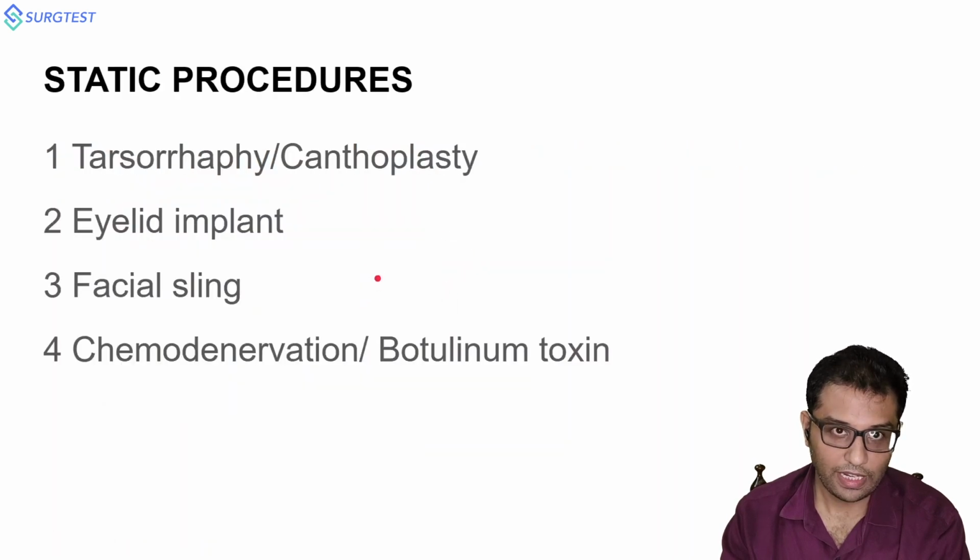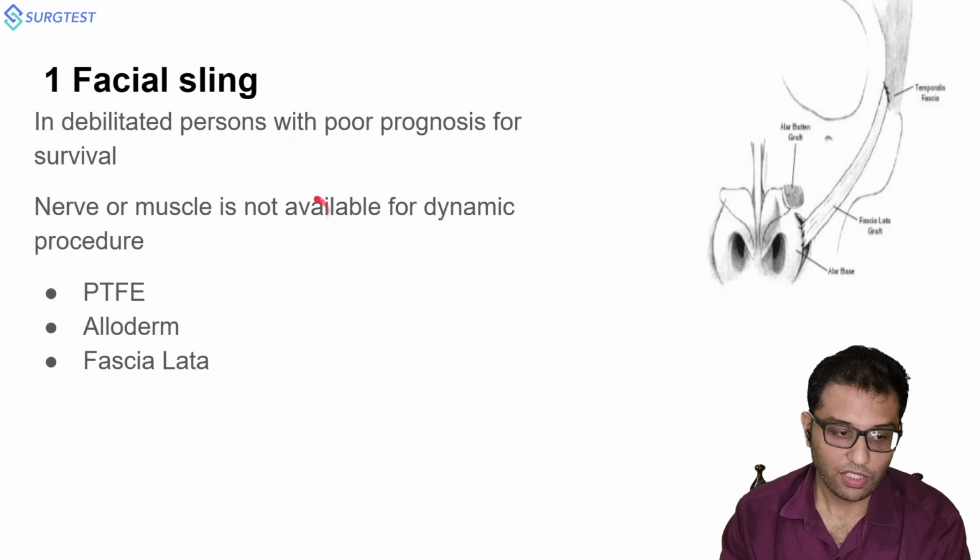So these are all other dynamic procedures. Now coming to static procedures which can be used: tarsorrhaphy or canthoplasty, eyelid implant, facial sling, or chemodenervation using botulinum toxin. So what is a facial sling?